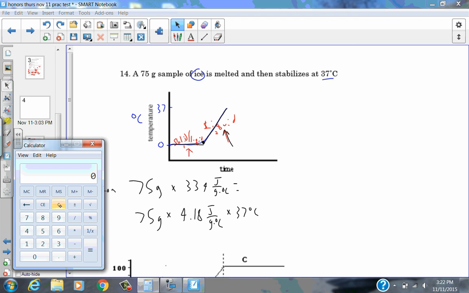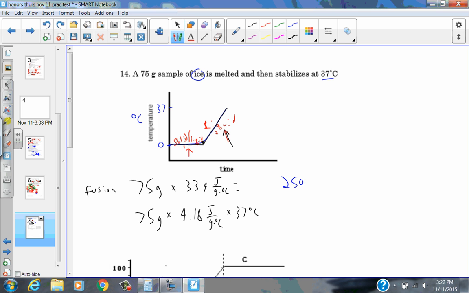So 75 times 334, 25,050. That's going to be joules. Why? Because grams and grams cross off. Okay, I put the wrong unit there. 334 joules per gram shouldn't have the degrees Celsius. I was just in fast mode. I wouldn't mark that wrong on a test or something. I wouldn't even try to catch that.